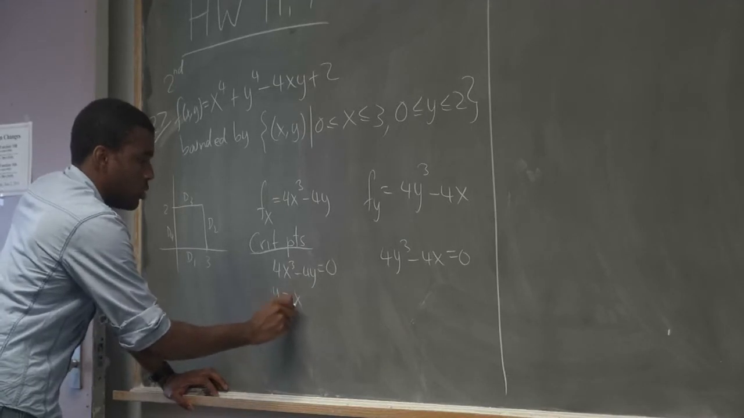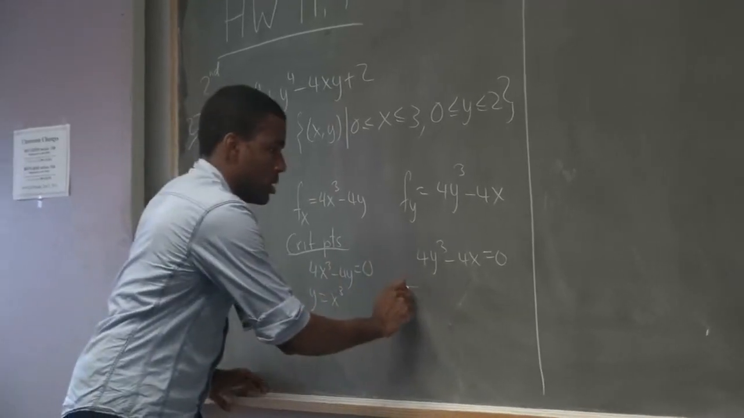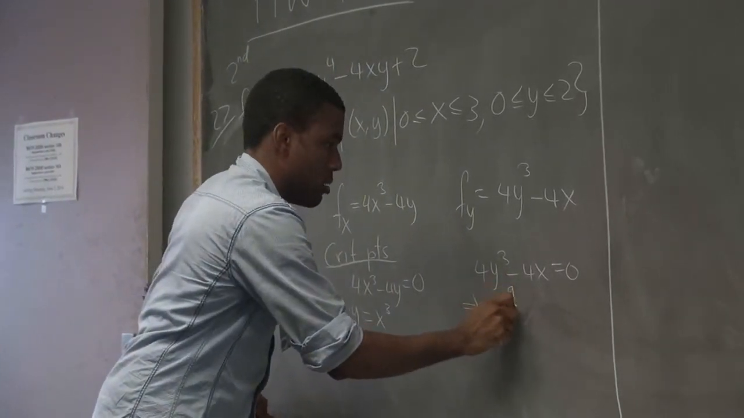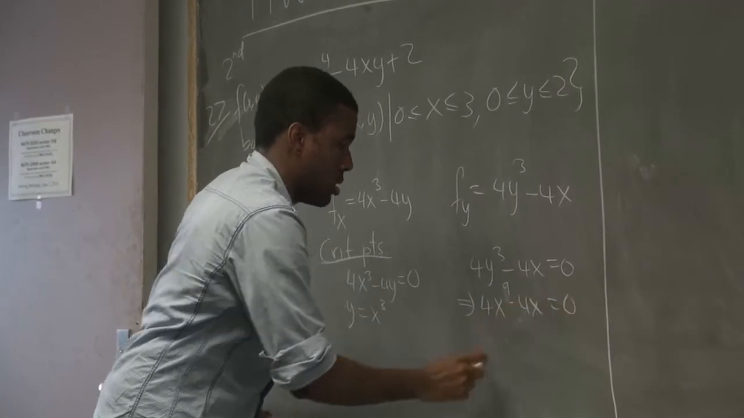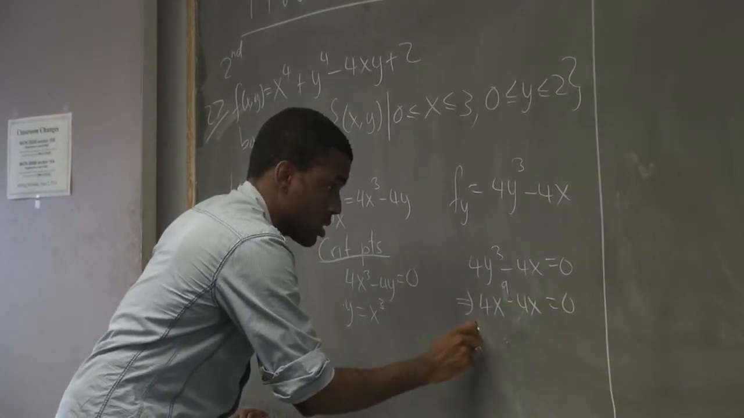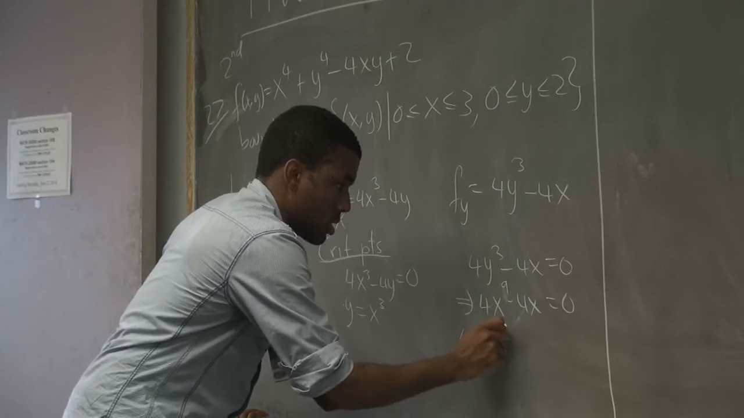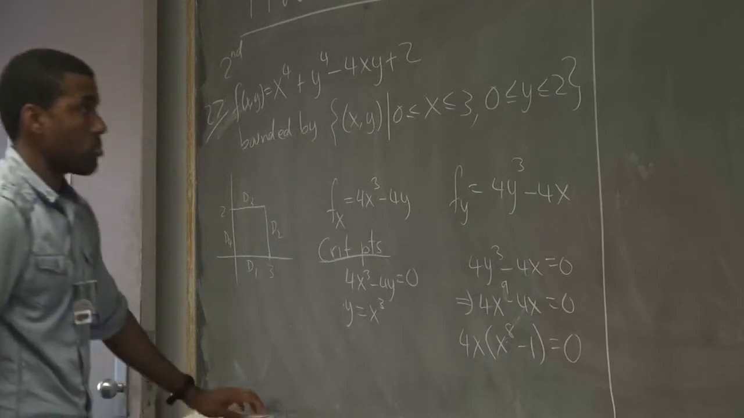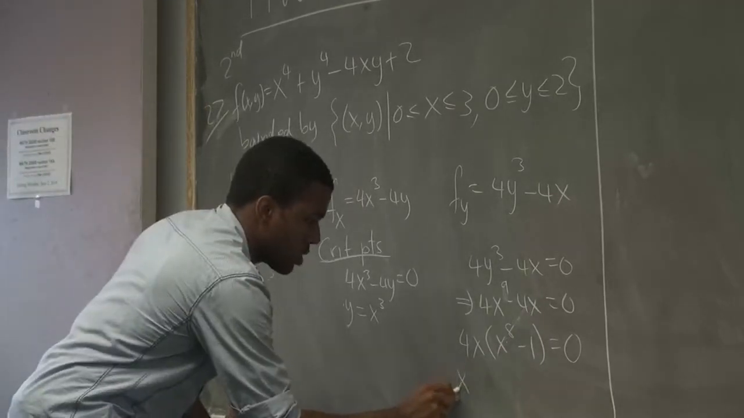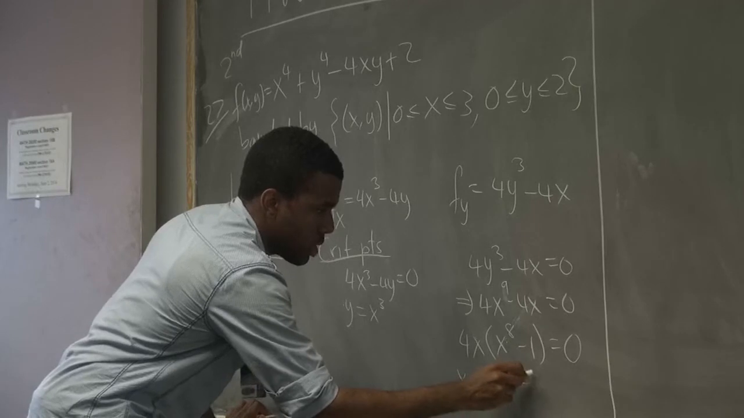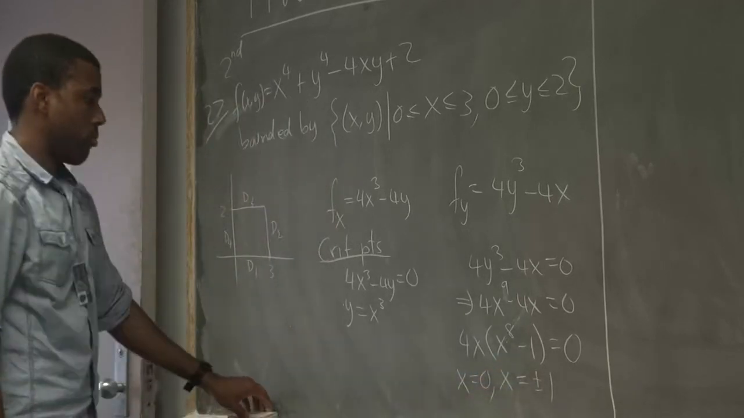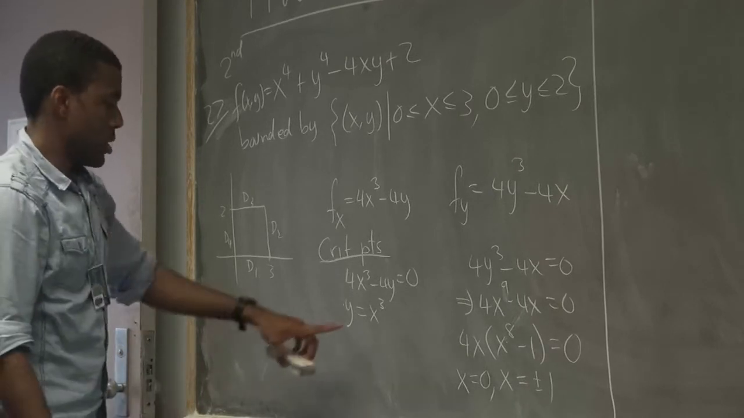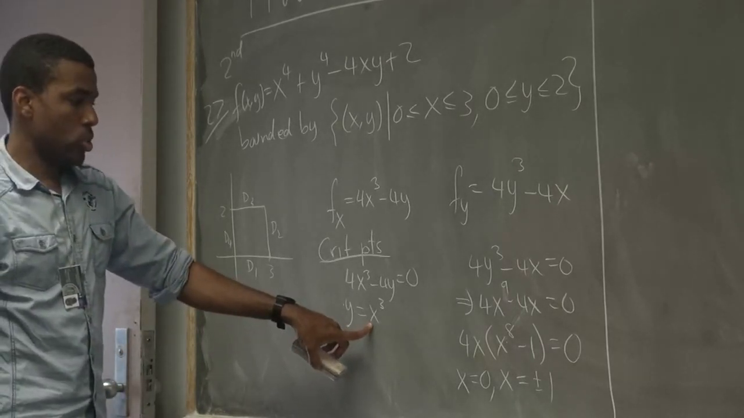So here you would need y equals x cubed. So this means here you'd have 4x to the 9 minus 4x. So here you'd have 4x times x to the 8 minus 1. And so the real solutions would be 0 and plus or minus 1, right? But the y is x cubed, so you're just going to cube this.